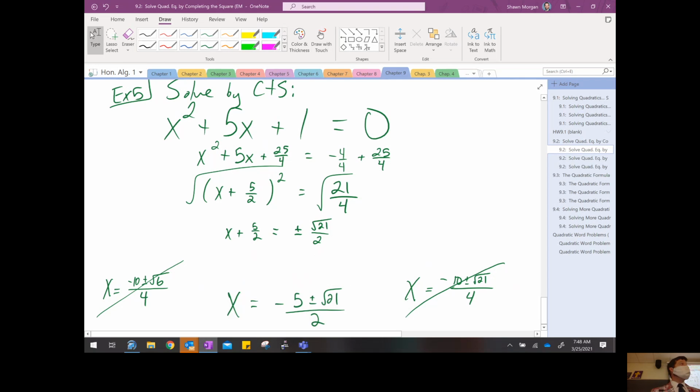So now, what was the last step going to need to be? What do I do to both sides? Subtract 5 halves. So I got x equals -5 halves plus or minus square root of 21 halves, which is right here, winner, winner, chicken dinner.